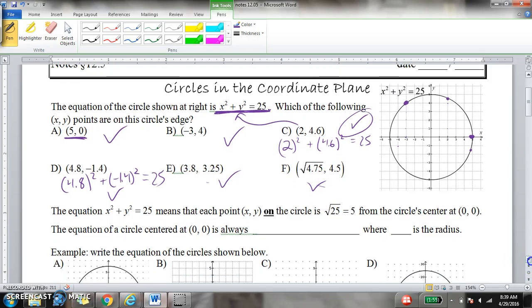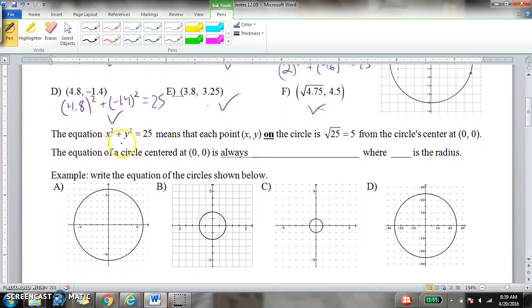So how do we get that equation? That's the big question. The equation x squared plus y squared equals 25 means that each point (x, y) on the circle is the square root of 25, or 5 units, from the circle's center, which is at (0, 0). So that's a lot of stuff. We're going to figure out, if I give you a circle, how do you get the equation? Or if I give you the equation, how do you graph the circle?